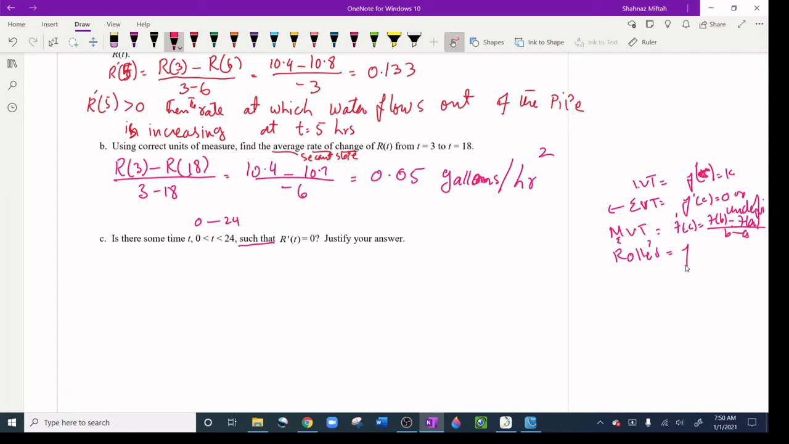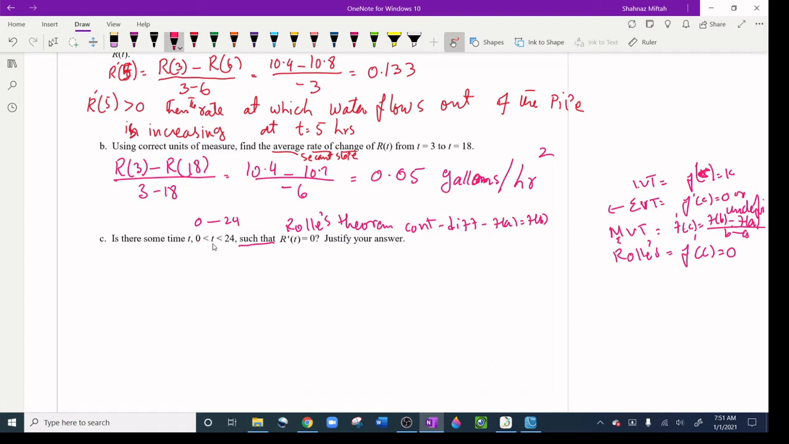Rolle's theorem is f prime c equals 0. That's what we use Rolle's theorem for here. According to Rolle's theorem, there are conditions: it has to be continuous, differentiable, and also f of a is supposed to be equal to f of b. These are the three conditions. Then we apply the formula.